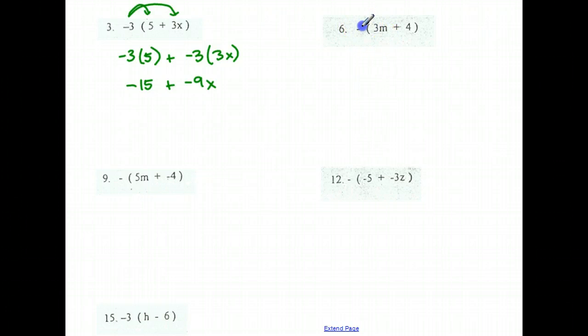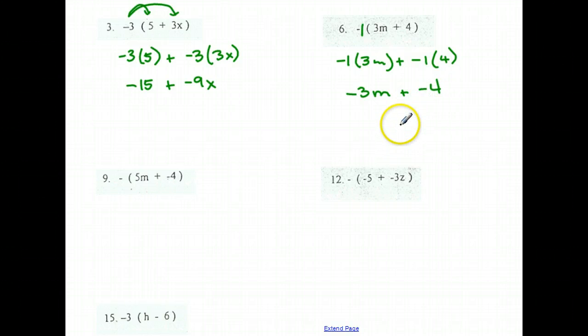Number 6, what's being distributed is the negative sign. So I'm going to write in an unwritten coefficient of 1. The negative 1 is what's being distributed there. Negative 1 times 3m plus negative 1 times 4. I'm going to get negative 3m plus a negative 4. You could always rewrite both of these as subtraction.